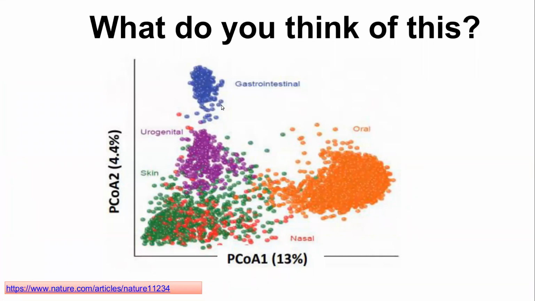So why was this plot made? The data from the American Gut Project was put into this plot. It clearly says that the bacteria belonging to the gastrointestinal region are different from the bacteria present in the urogenital region, which are different from the nasal region and also from the skin region. As you can see, the oral region microbiome is totally segregated to a different place.